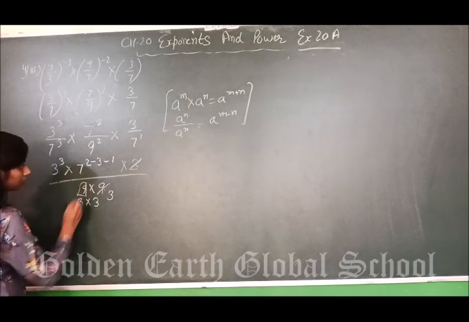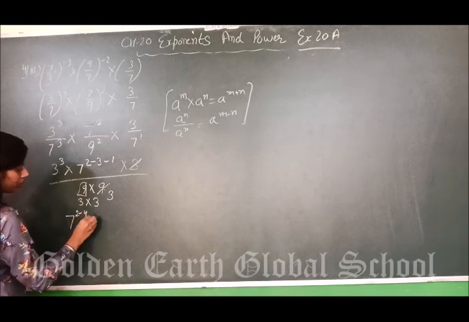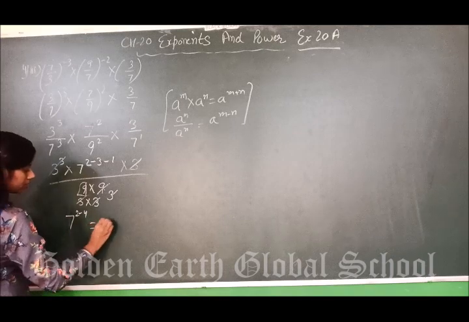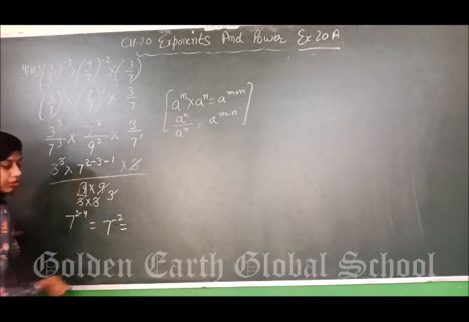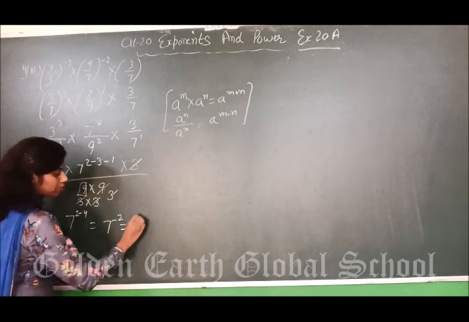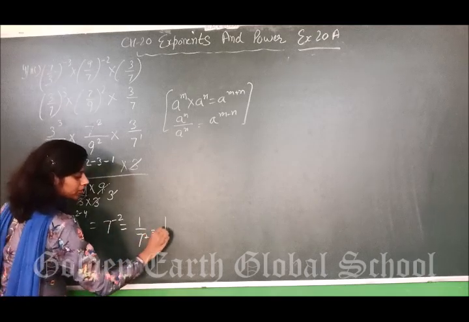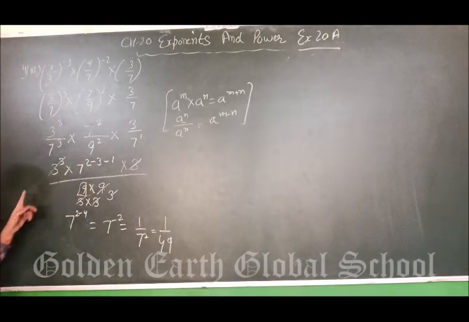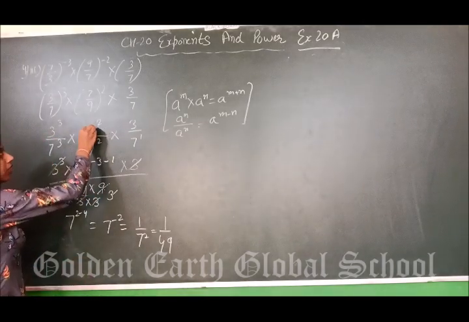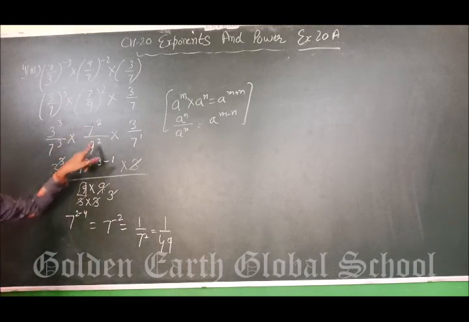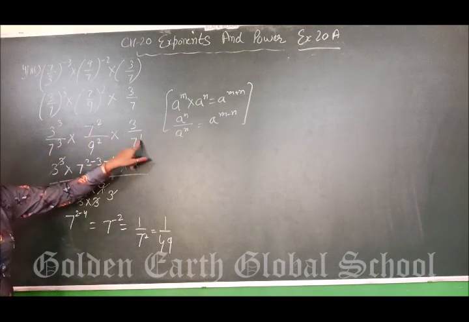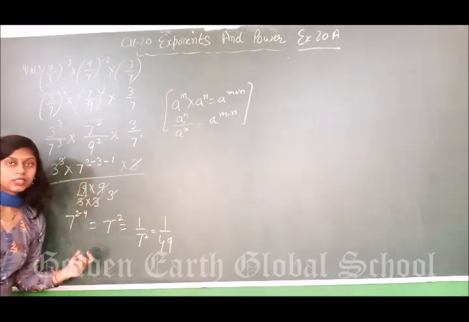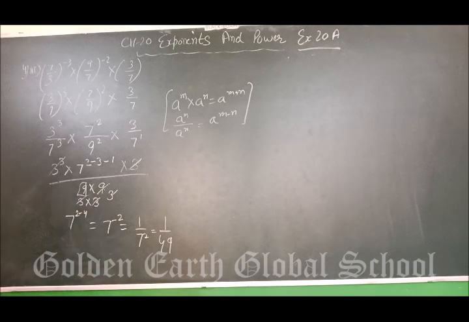7 raised to power 2 minus 4, and this 3 will be cancelled. 7 raised to power minus 2. Again we will take the reciprocal. 1 upon 7 raised to power 2, so answer will be 1 upon 49. Here 7 are in division, so 2 will become same, and 3 and 1 are in denominator, so it get subtracted. Then simplify it. This is your third part.